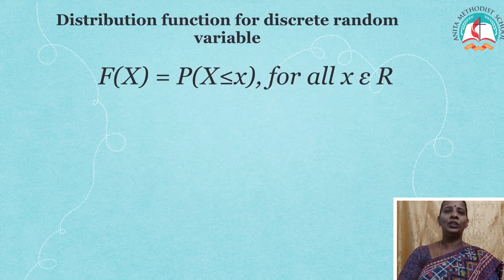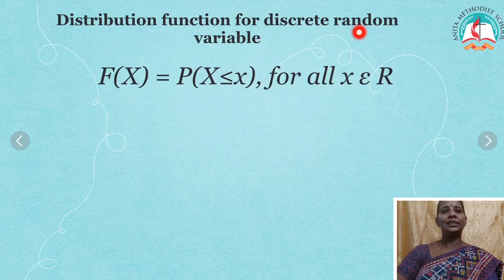Today's class we are going to learn the distribution function. Already you studied it for a discrete random variable. What is the formula? F of x is equal to the probability that capital X is less than or equal to small x, for all x belongs to R. Here we use the summation, we have to add the probabilities.